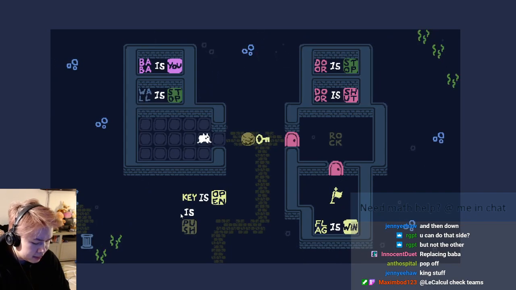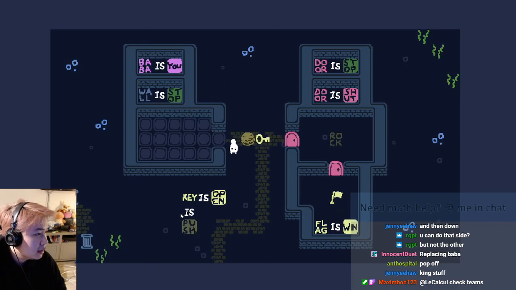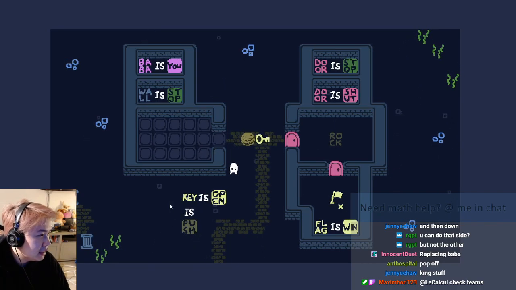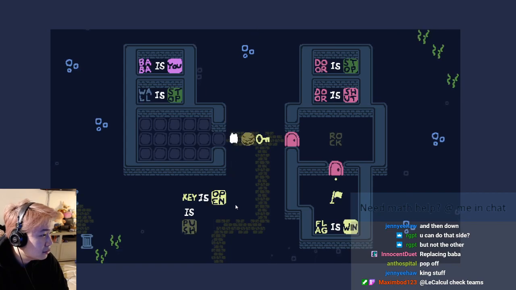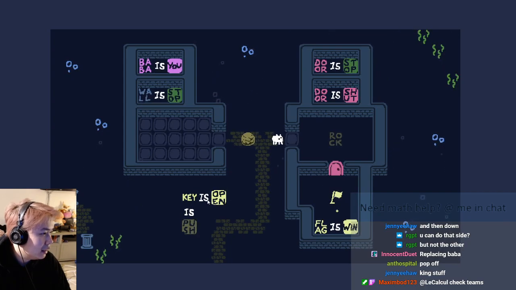And then, let's see. Now I'm free. And then I can play around with these sentences over here. So first, I open this door because the key is open. And then I can't open this one. My plan is probably I need to make a rock. I need to replace the key with the rock, and then I can use this rock to open this door.